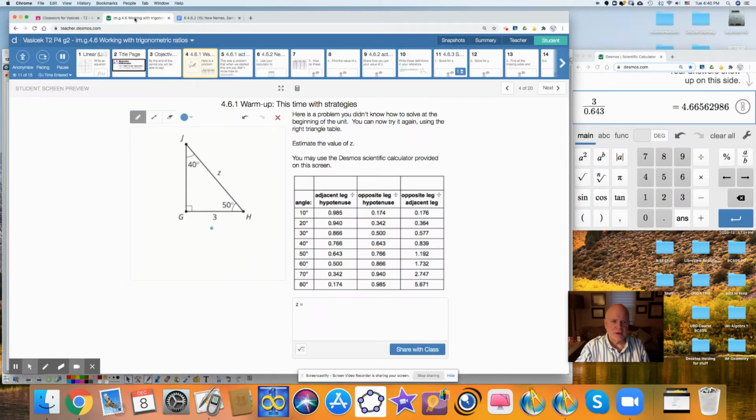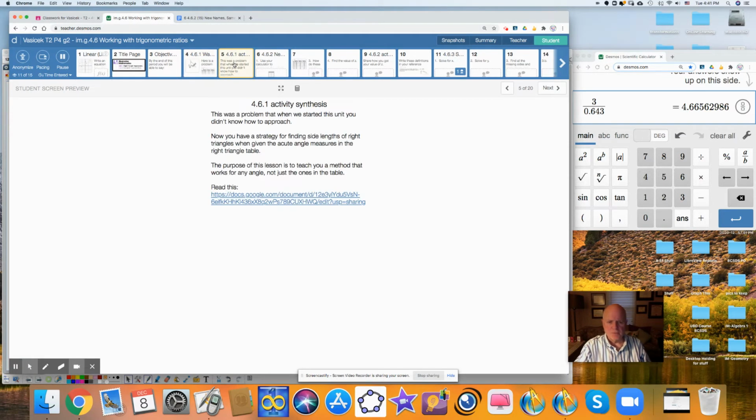Next in line for my Desmos thing here. This problem was one that we started with at the beginning of the unit, didn't know how to approach it, and now we have a strategy for finding the lengths of triangles and acute triangles. The purpose of this lesson is to teach you a method that works for any angle, not just the ones that are in our right triangle table.